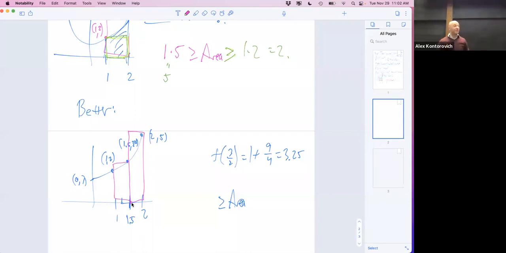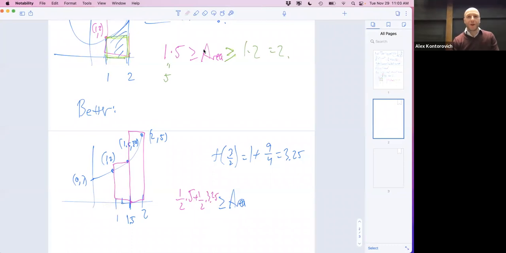Okay, so these two rectangles certainly contain the full area. So whatever the area of those rectangles is, that's an upper bound for the true area. So what's the width of these rectangles? A half. What's the height of this one? 5. And the other one also has width a half, but a height of 3.25. You see that?